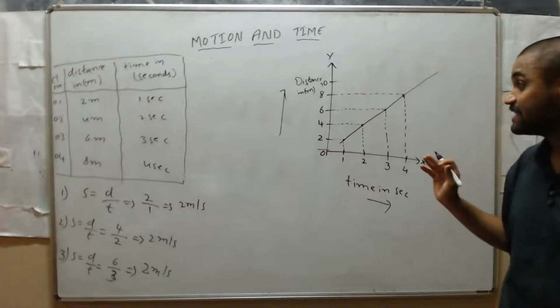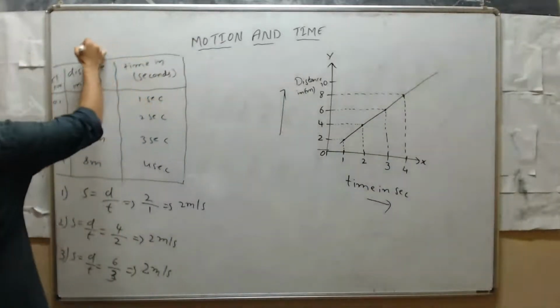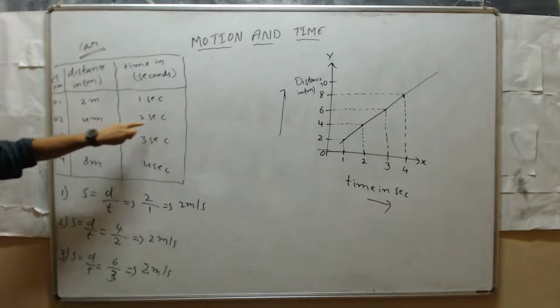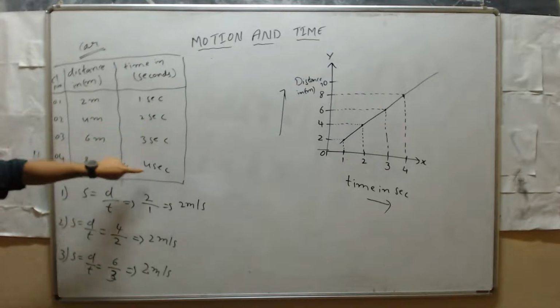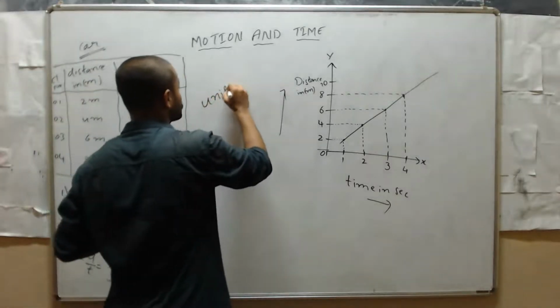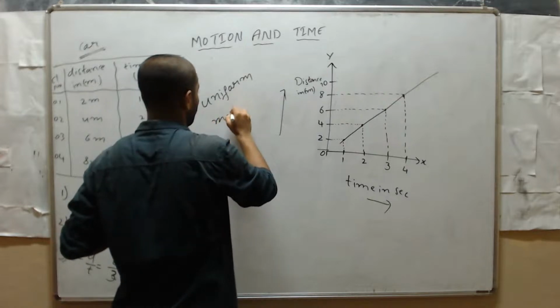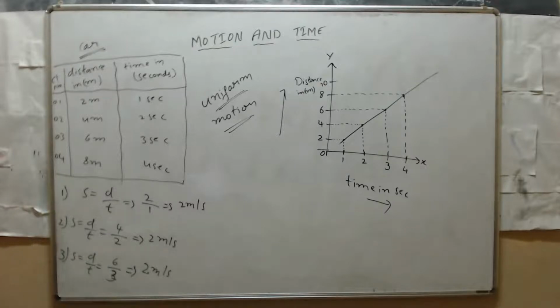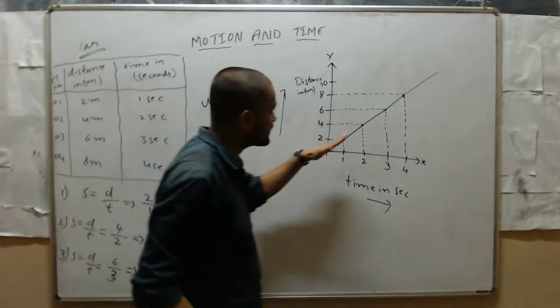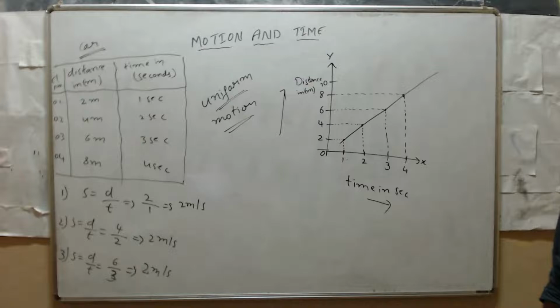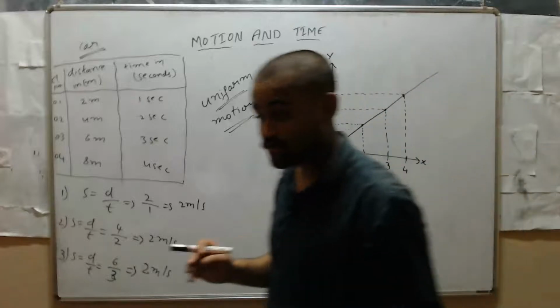Now we can tell that this object, suppose one car, covers a distance of 2 meter in 1 second, 4 meter in 2 seconds, 6 meter in 3 seconds, and 8 meter in 4 seconds. What type of motion is it? Then that is uniform motion, students. That car moves in a uniform motion, and this straight line indicates that the car is moving in a uniform motion. Okay, take a screenshot and move to the next type of graph, that is non-uniform motion.